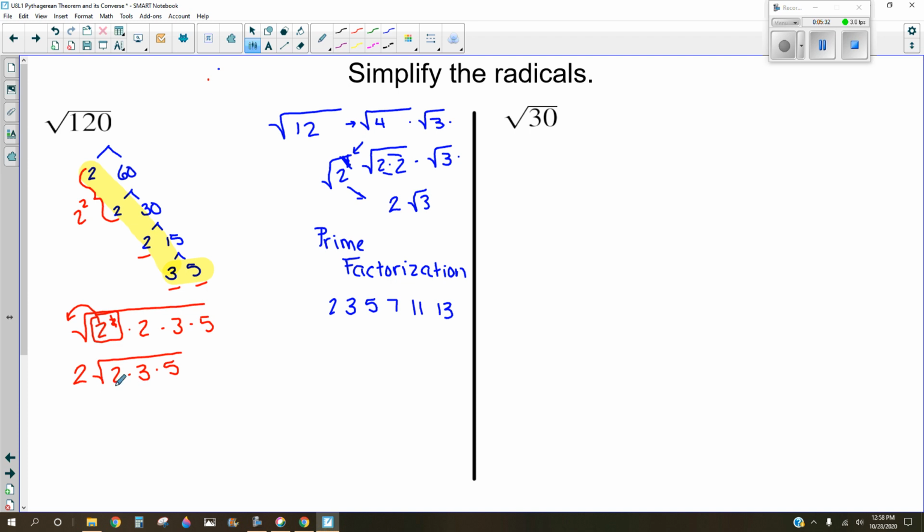So to finish this all up, I'm just going to multiply these back together because they don't have a square, they don't have a partner that lets them come out. So that 2 that came out is still out there. 2 times 3 is 6. 6 times 5 is 30. So this right here is what the square root of 120 would reduce to. All right? We break it into prime factors, and then we look for any doubles so that a number can come out. So let's look at another example.